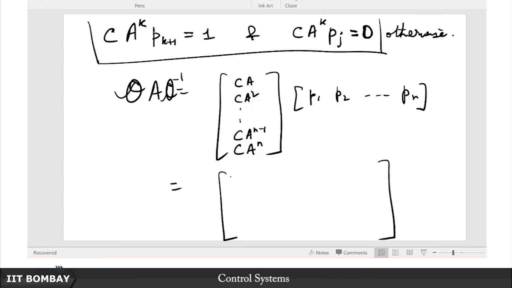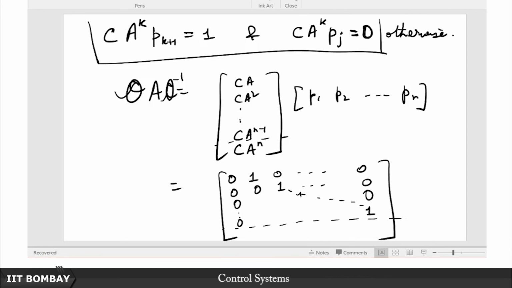Ca times P1 is going to give me 0, Ca times P2 is going to give me 1, and everything else is going to be 0. So similarly, Ca squared times P1 is going to give me 0, Ca squared times P2 is going to give me 0, but Ca squared times P3 is going to give me 1, like this. So I can go on till the last row; till the penultimate row, the last but one row, I will have 1 here. So these are all going to be 1, 1, 1, 1 like this, and everything else is going to be 0. What about the last row? It seems like I do not have the recipe for this, right?